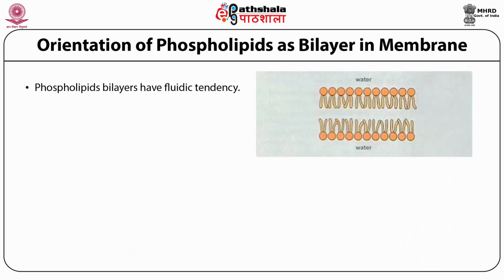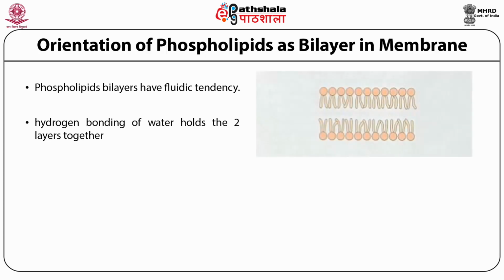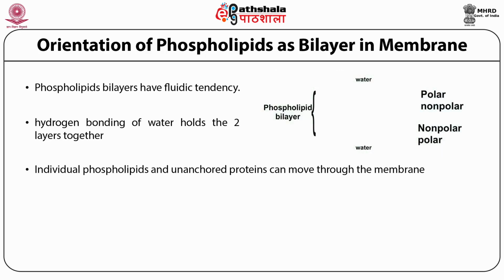Plasma membrane has a fluidic nature and the molecules are always moving. It has about the same consistency as olive oil. The hydrogen bonding of water holds the two layers together. Individual phospholipids and unanchored proteins can move through the membrane and they show continuous movement.